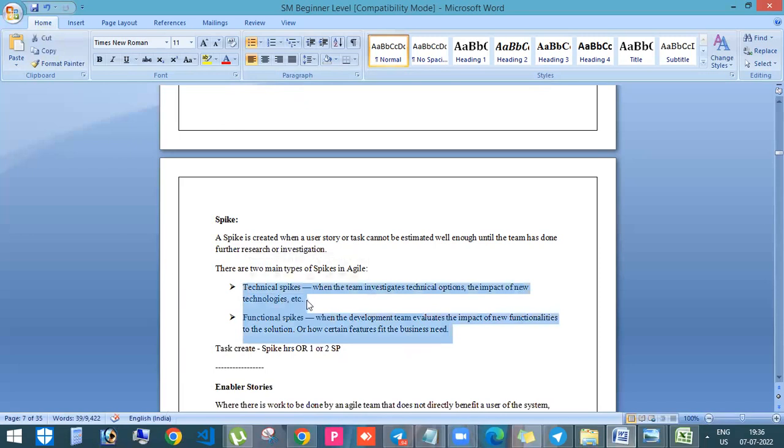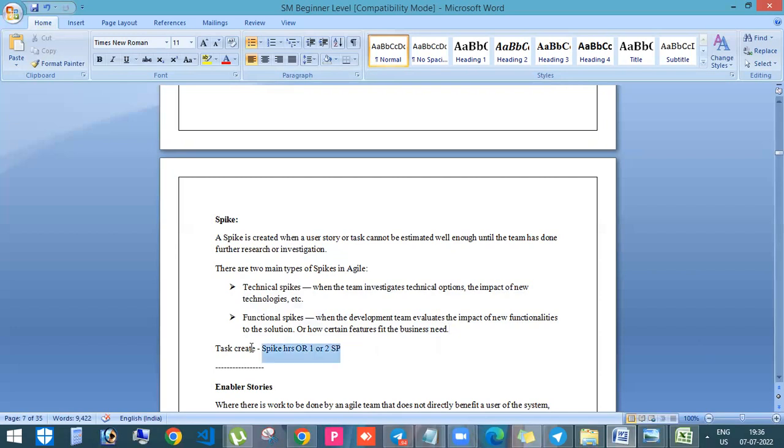You are able to understand from here itself, right? For example, when the team wants to investigate technical options or the impact of new technologies, we mark it as a technical spike. A functional spike is when the development team evaluates the impact of new functionalities on the solution, or a business-level solution needs to be derived. For example, the business wants to understand whether, instead of a drop down, we can have bullets in a different way. How will it look? It is a business need, so you can mark it as a functional spike.